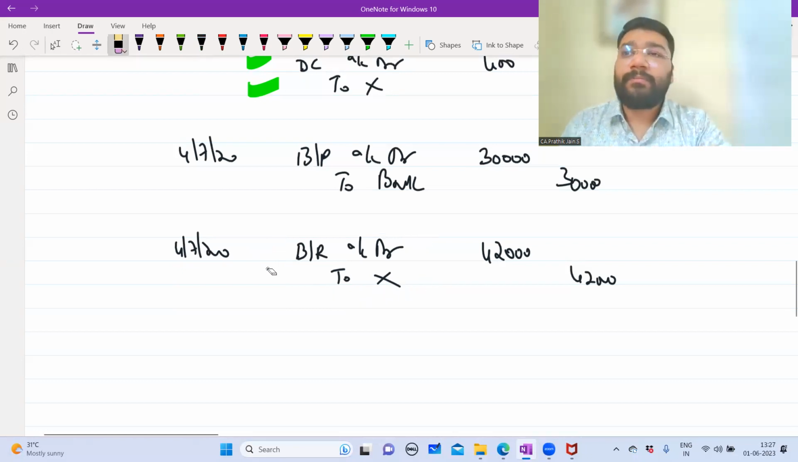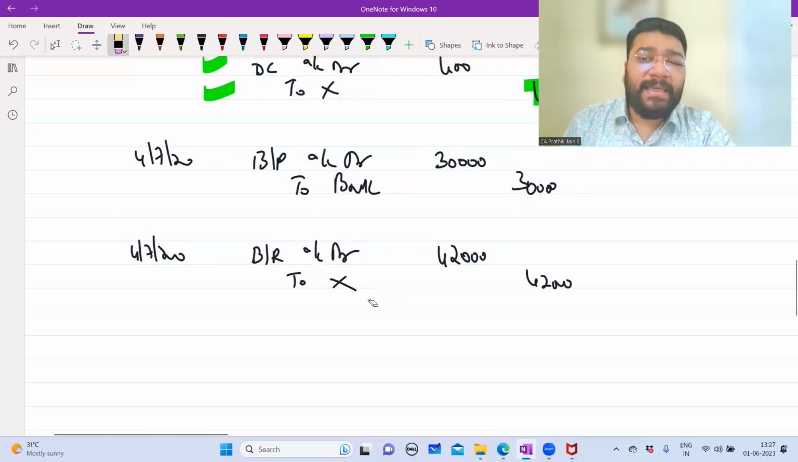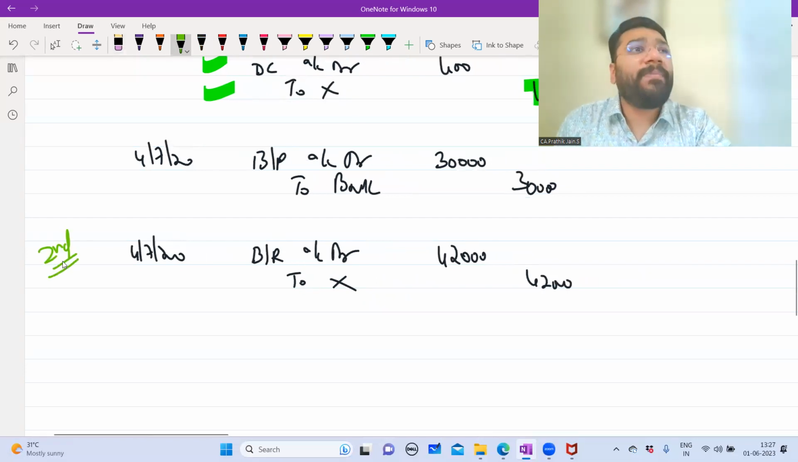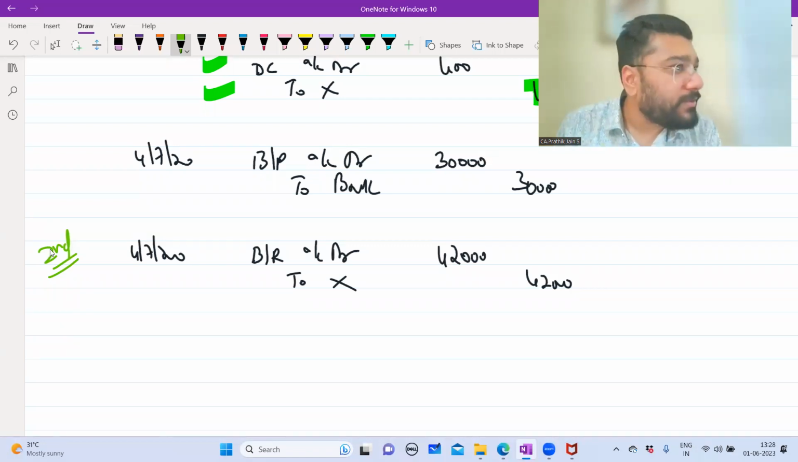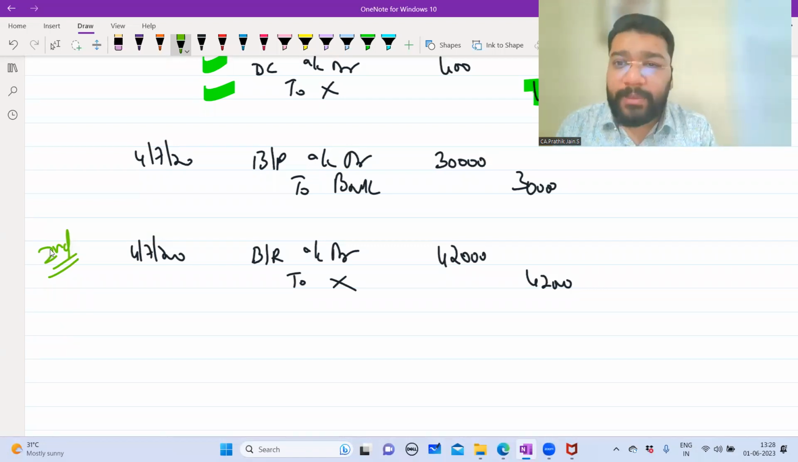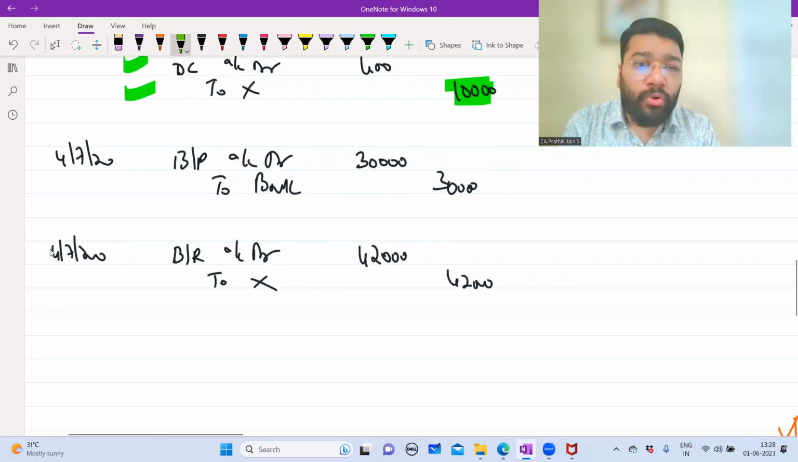Any problem here? So this is basically, guys, the second bill entry that is drawn. This is the second bill. Normally when a bill is accepted, because Y is receiving the accepted bill, for Y it is bills receivable. Who has given the acceptance? X. So bills receivable to X. Any problem in this? Online people, any problem in this? No, sir. Okay.